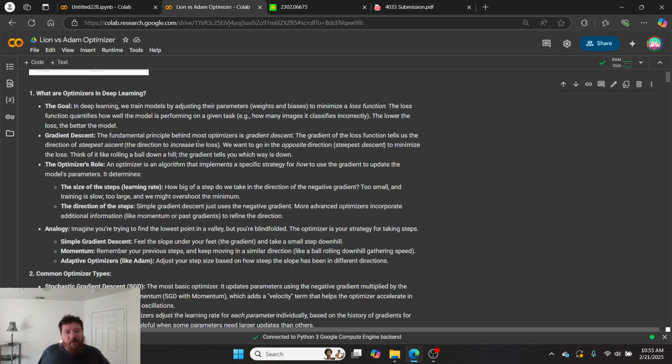Gradient descent is a huge part of this. The fundamental principle behind optimizers is gradient descent. The gradient of the loss function tells us the direction of steepest ascent, the direction to increase the loss. And so we want to go in the opposite direction, right? We want to go in the steepest descent to minimize the loss. Think of it like rolling a ball down a hill, and the gradient tells you which way is down.